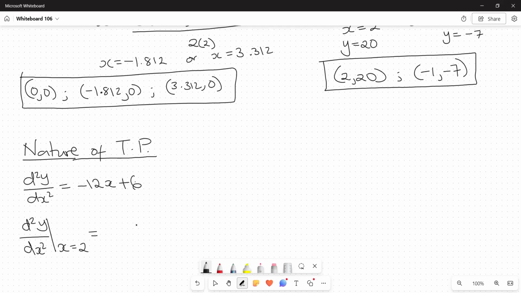If x is equal to 2, I have -12 times 2 plus 6. -12 times 2 is -24. -24 plus 6 is -18. And then I state -18 is less than 0. Because this is what I'm using to determine the nature, it's less than 0, and that means that (2, 20) is a maximum turning point.